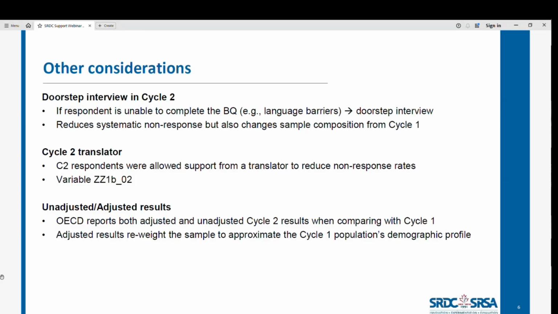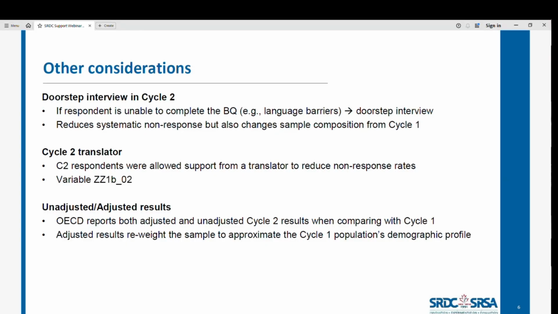And then related to all of these differences is the way OECD reports adjusted and unadjusted cycle two results, because there are all these sources of sampling difference between the two cycles. When the OECD is reporting differences across cycle one and two or trends across them, they report both the unadjusted differences, which is just the average within cycle two and the average within the cycle one population, and the adjusted differences, which are a reweighting of cycle two that tries to approximate cycle one population's demographic profile, to understand: if the cycle one population completed cycle two, what would their data look like? That's something to keep in mind if you're trying to compare your cycle one and two comparison to any publicly available OECD analysis of patterns. So yeah, those are some things to keep in mind for cycle one and two comparisons more generally.